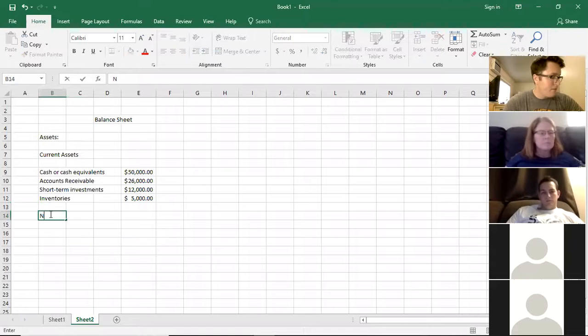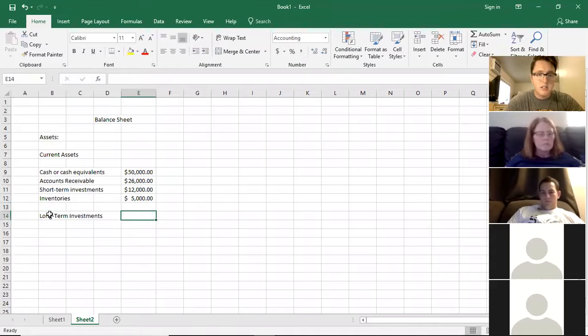Next, you will have long-term investments, which again are things that will be collected after one accounting period. Like maybe you've got bonds that you bought that are going to mature in 5 years. Those are long-term investments. Usually you can just put them on one line unless you've got a whole bunch of different ones. Then you might want to list them separately.